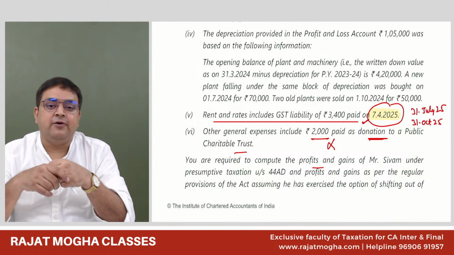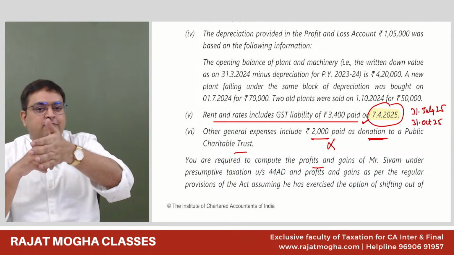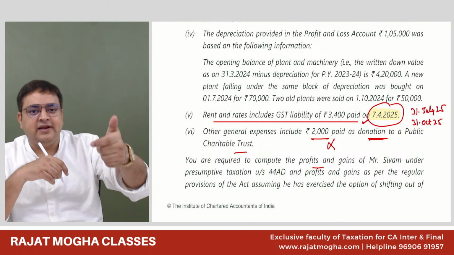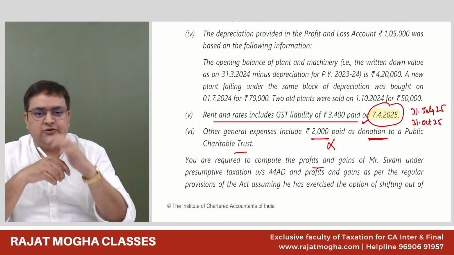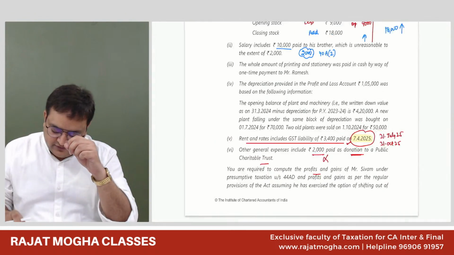And how much will you allow it, guys? Please tell me. 50% of the amount. 50% of the qualifying amount. Correct. It is not 100% allowed, it is 50% allowed, subject to the qualifying limit also. So that you will get to know in 80G. Understood? So this was a question.